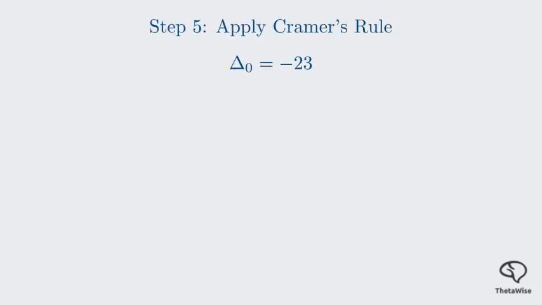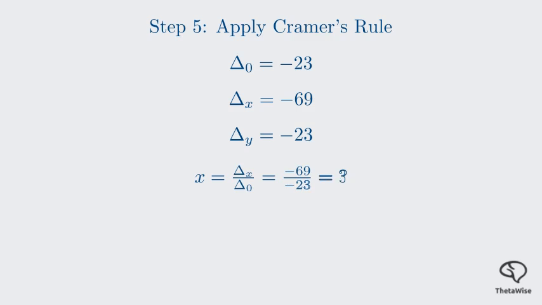Delta sub 0 is negative 23, delta sub x is negative 69, and delta sub y is negative 23. We just need to plug these into our formulas. To find x, we calculate delta sub x divided by delta sub 0. That's negative 69 divided by negative 23. A negative divided by a negative is a positive, and 69 divided by 23 is 3.